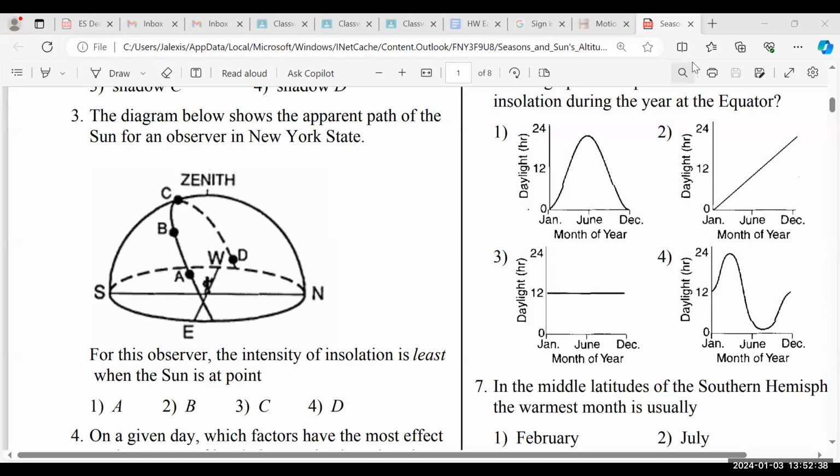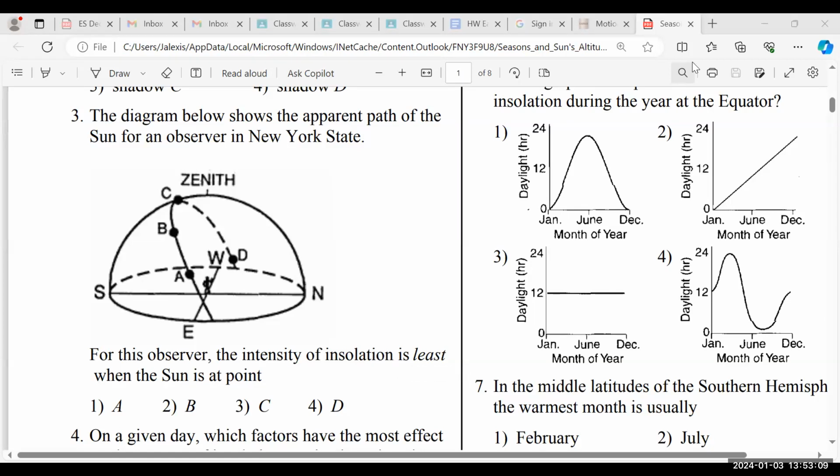All right, number 3. It says the diagram below shows the apparent path of the sun for an observer in New York State. So this path right here is representing the sun. For this observer, the intensity of insolation is least, and I want to make sure to highlight that, is least when the sun is at point what?